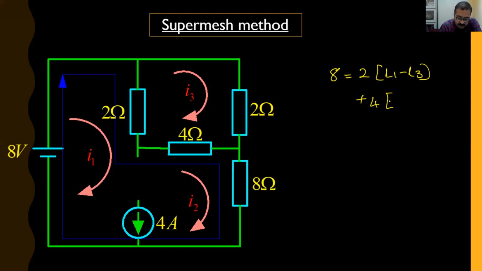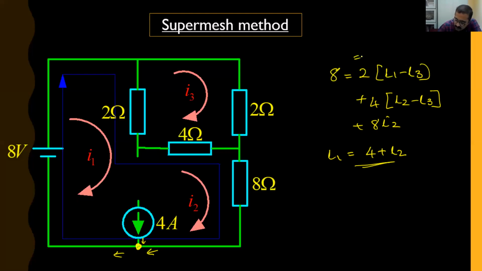What will you get here? Plus 4 into I2 minus I3, plus 8I2. Okay. And then again, as before, we have the KCL. So I2 is entering and I1 is leaving this node. That means I1 equals 4 plus I2. So if you solve this, what will you get?